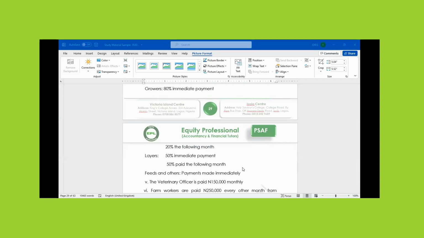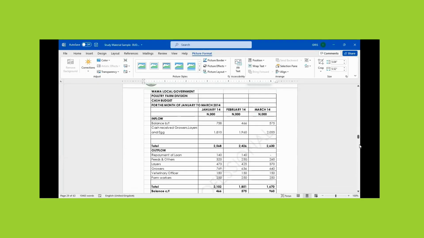So, for layers, we go and draw a table that will take us to working note 3. We have to have a table. Working note 3.